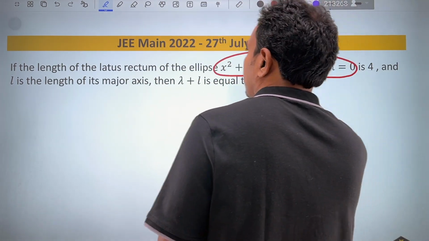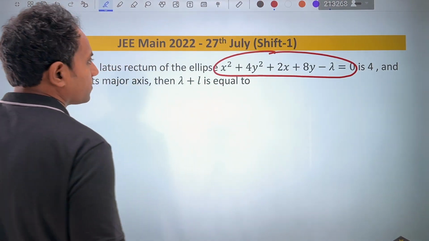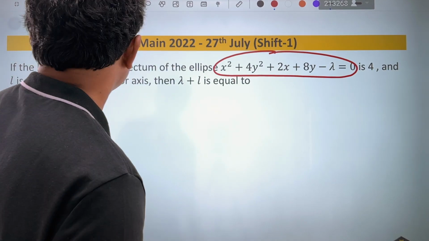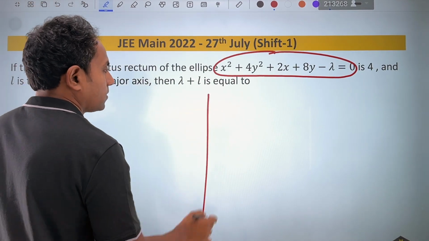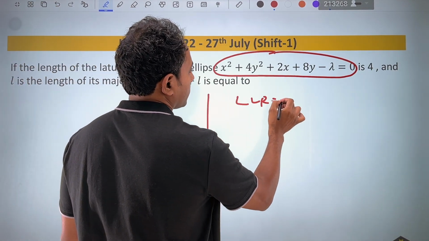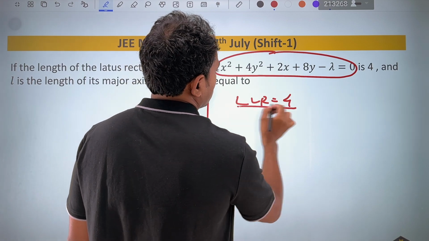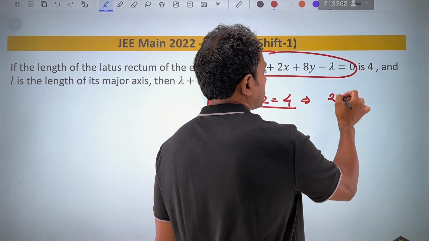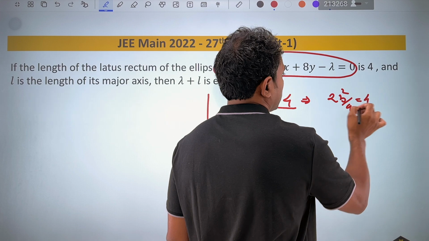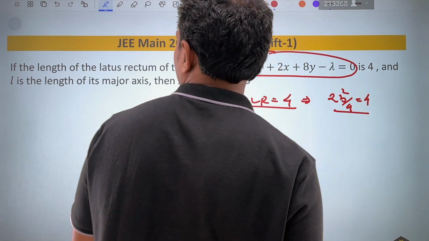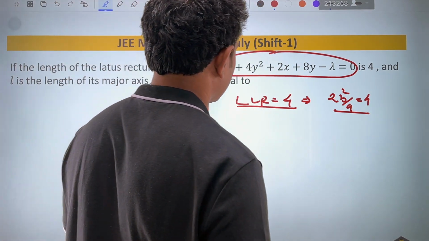that we have looked into earlier. The length of latus rectum is 4. So LLR, the length of latus rectum, is given as nothing but 4. So we have been given the value of 2B square by A. This is nothing but 4. And L is the length of the major axis.